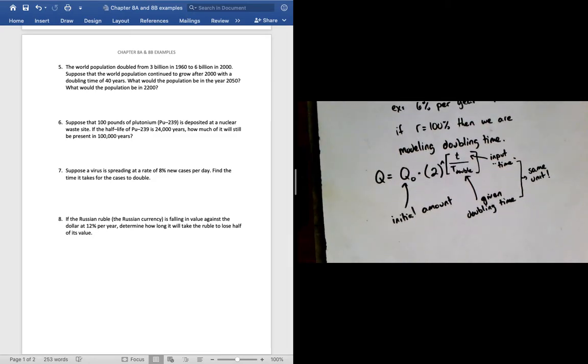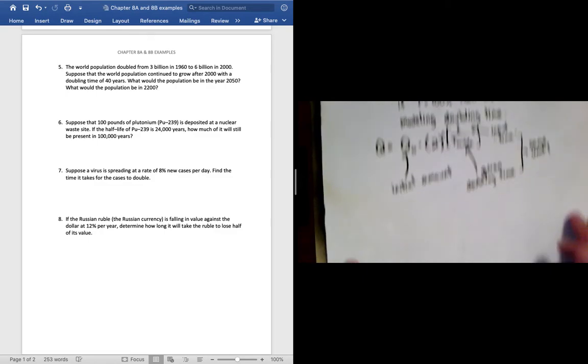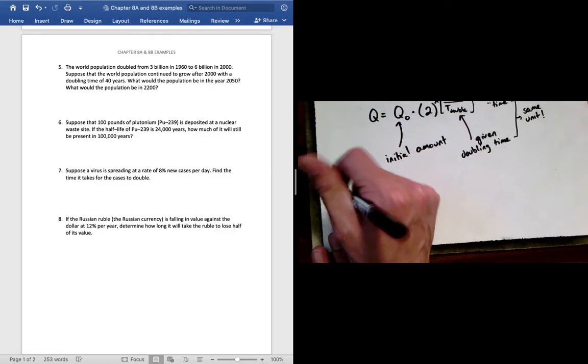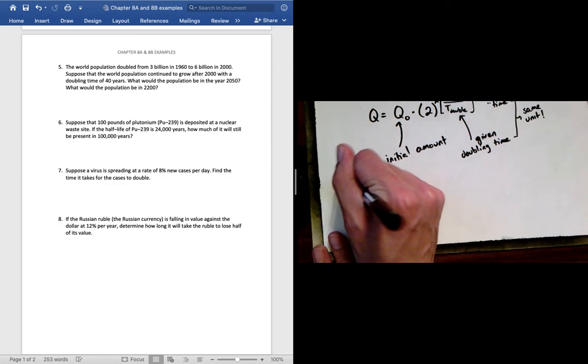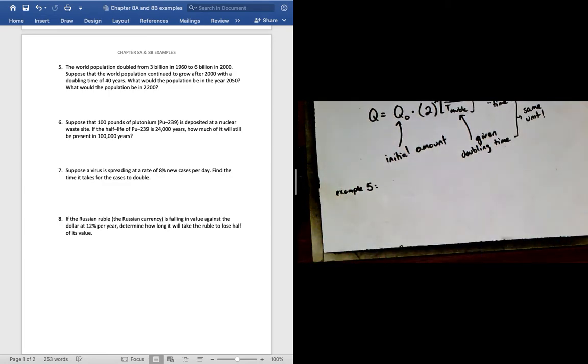We have a handful of examples here. Let's try example 5. Example 5 says, the world population doubled from 3 billion in 1960 to 6 billion in 2000. Suppose that the world population continued to grow after 2000 with a doubling time of 40 years. What would the population be in the year 2050? And then, of course, the second question, a follow-up: what would the population be in 2200? Let's start with 2050. So we know that it's doubling.